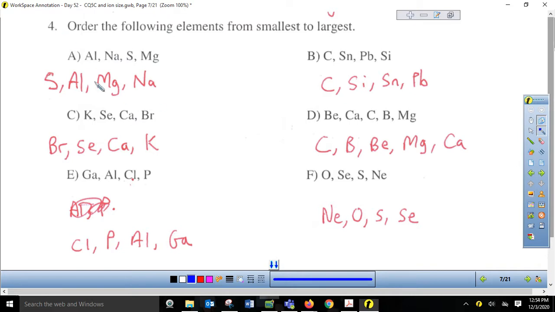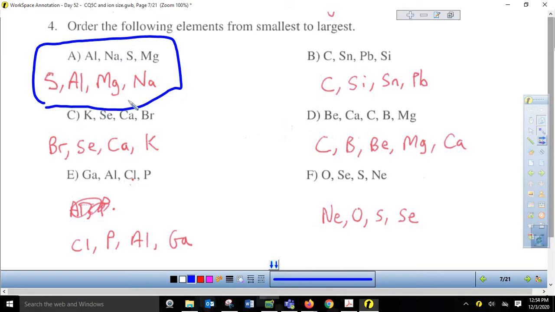So question 4, this is ultimately what I'm going to be able to ask you to do come test time, quiz time. So I'll give you some elements, and you've got to look at where they are on the periodic table and put them in order from smallest to largest or largest to smallest. Typically we go smallest to largest. So let's take a look at this one here. So question 4A, how did I come up with this answer key?